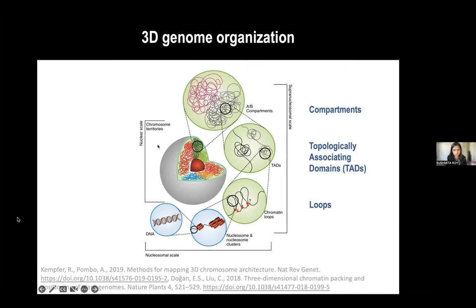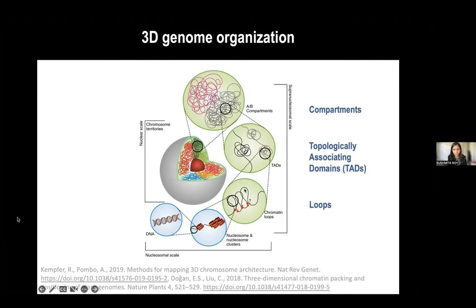At the coarsest level, we have compartments, the A and B compartments, which are often associated with active and repressive parts of the genome. Then at a slightly higher resolution, we have things called topologically associating domains and subTADs. Then finally, at the highest resolution are loops, which are basically pairs of loci that come together in three-dimensional space and can have activating or repressive regulatory roles.